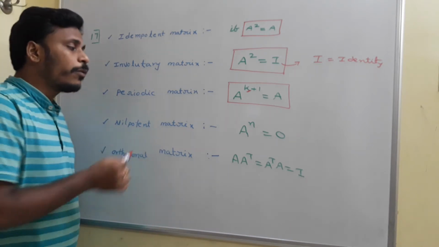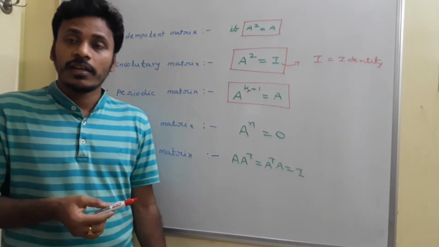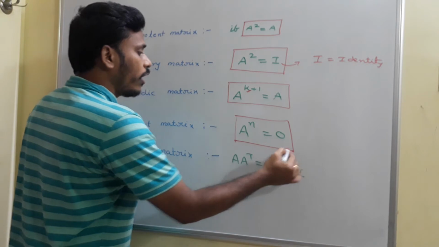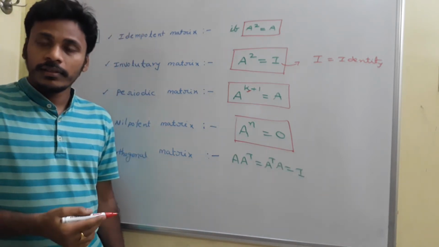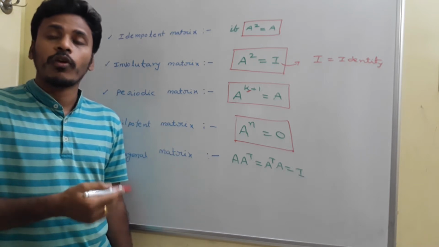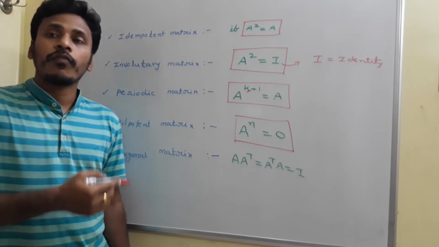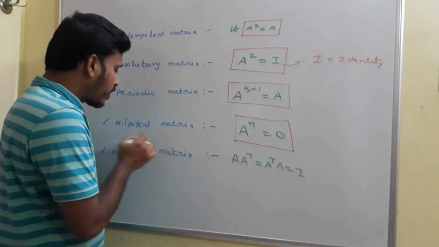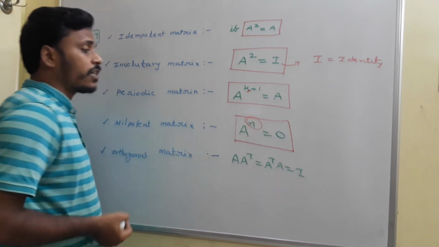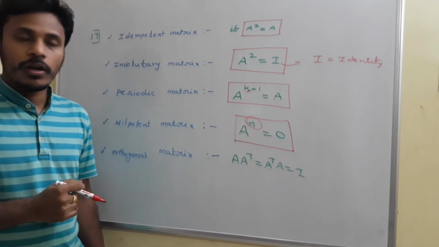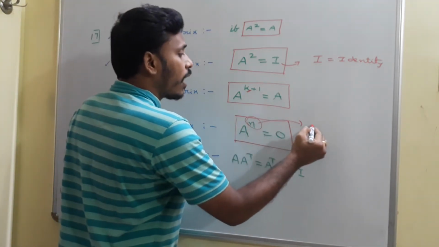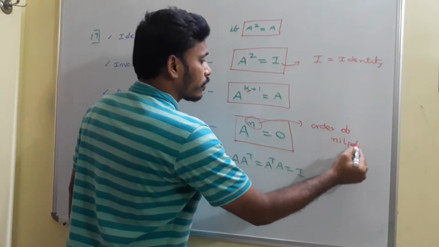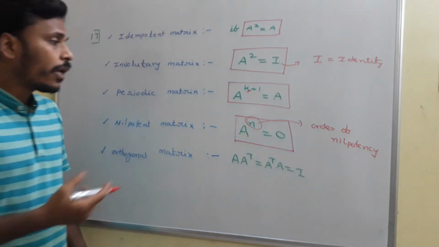The next thing is nilpotent matrix. Just as we multiplied, A into A square into A cube into A power 4, like that you will get every time. If after a certain stage A power n is equal to 0, then that matrix is called a nilpotent matrix, and that n is called the order of nilpotency. And that matrix A is called a nilpotent matrix.